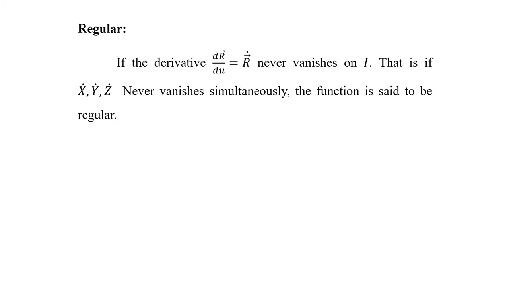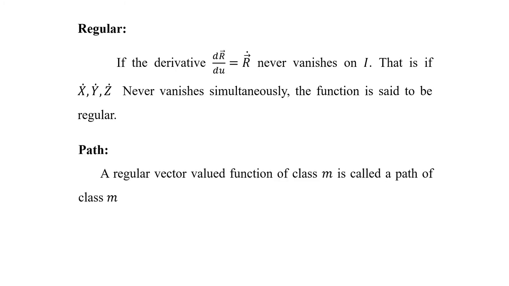The last one, a vector valued function of class m means each component is of class m. Likewise, saying the whole vector is regular means each component has a non-vanishing first order derivative. Next definition is path. A regular vector valued function of class m is called a path of class m. So a non-vanishing first order derivative means it is regular. If the mth order derivative is non-vanishing, we say it is a path.